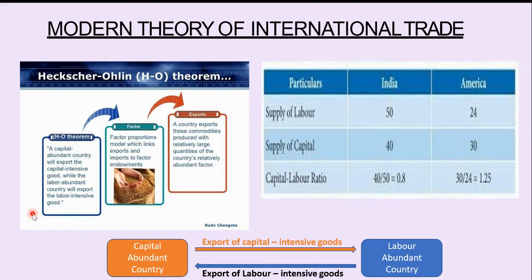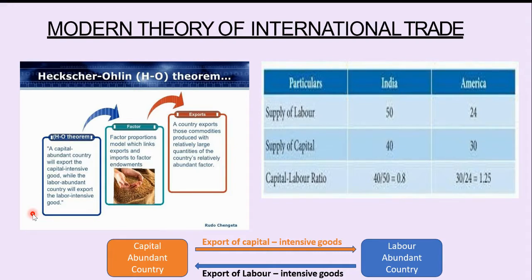Countries with a relative factor abundance can specialize and trade. Exports embody the abundant factor. So when a country is exporting, it means it has an abundant factor. Imports embody the scarce factor. A country is said to import when the factors are scarce. There is a high degree of factor mobility, so factors are able to move from one place to another very easily. So these are the assumptions.